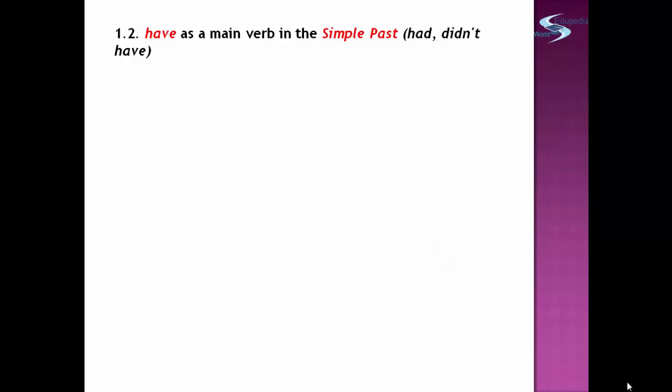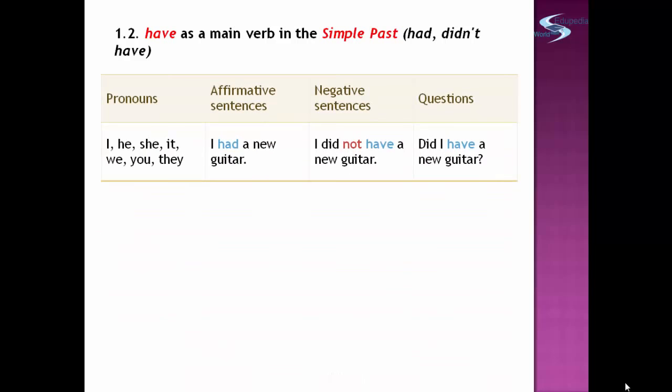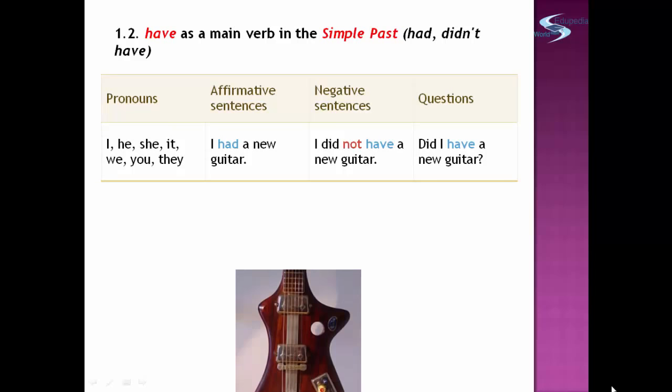1.2. Have as a main verb in the simple past. It would take the form had, or in the negative, didn't have. I, he, she, it, we, you, and they will have an example in the affirmative sentence: I had a new guitar. In the negative sentence, I did not have a new guitar. In the question form, did I have a new guitar?